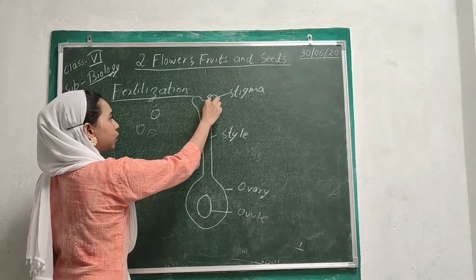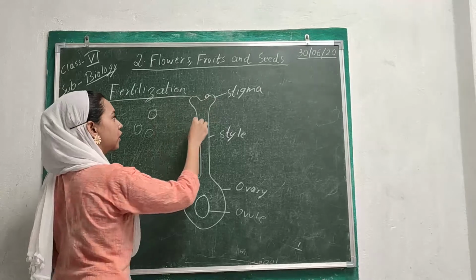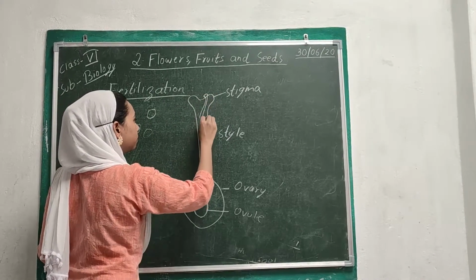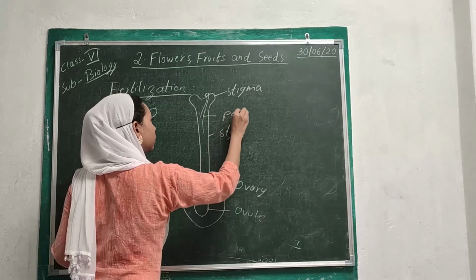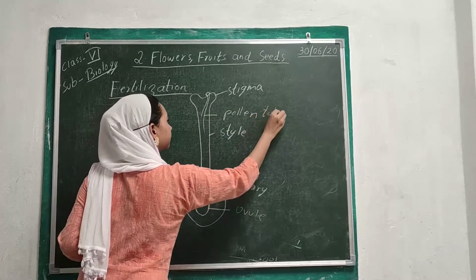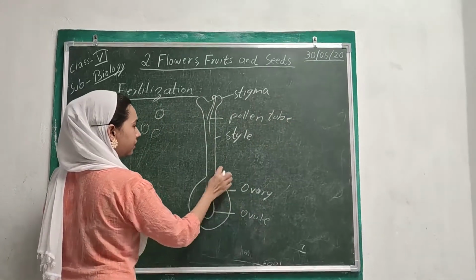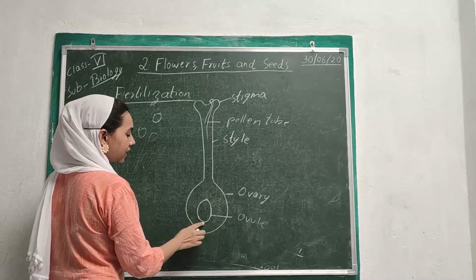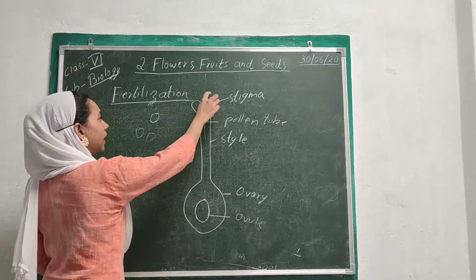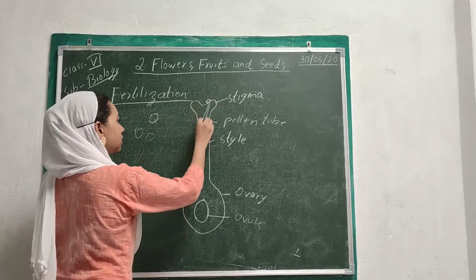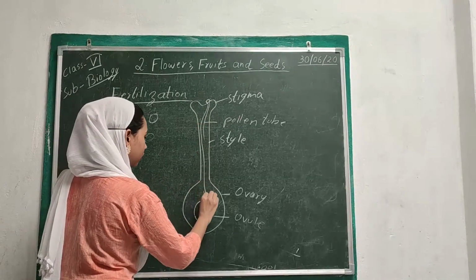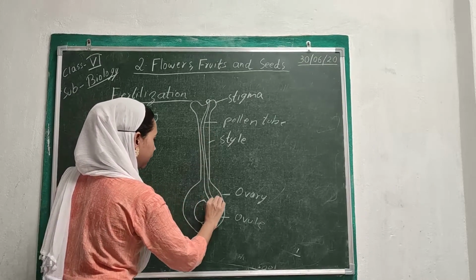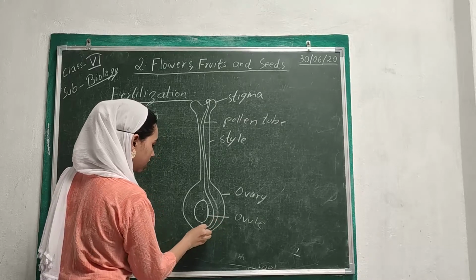Once the pollen grain comes and sits on the stigma here, it starts making a tube. It develops a tube-like structure, which is known as the pollen tube. This is the female part, the carpel: the stigma, the style, the ovary, and inside it there is an egg-like structure, which is the ovule. After the pollen grain sits here, it makes a tube-like structure and it enters the ovule.